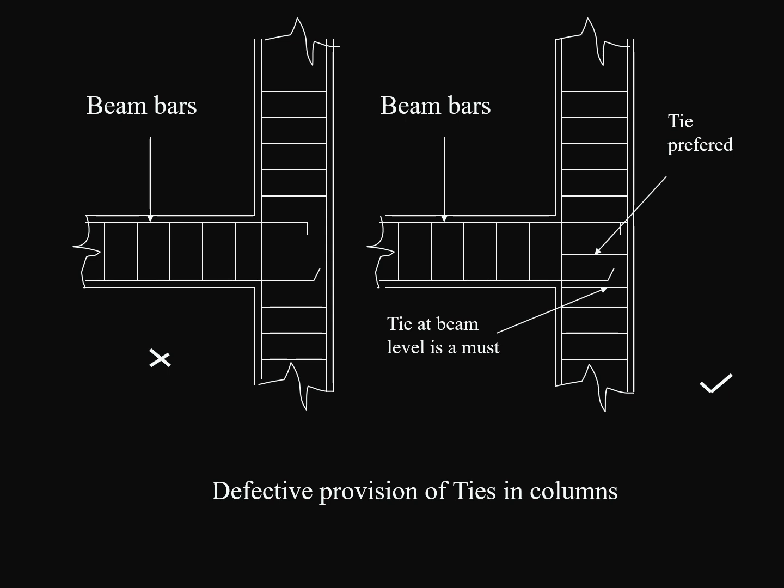Defective provision of ties in columns. Ties are not provided in the left section, whereas the ties of the column are provided in the right section, which is correct.